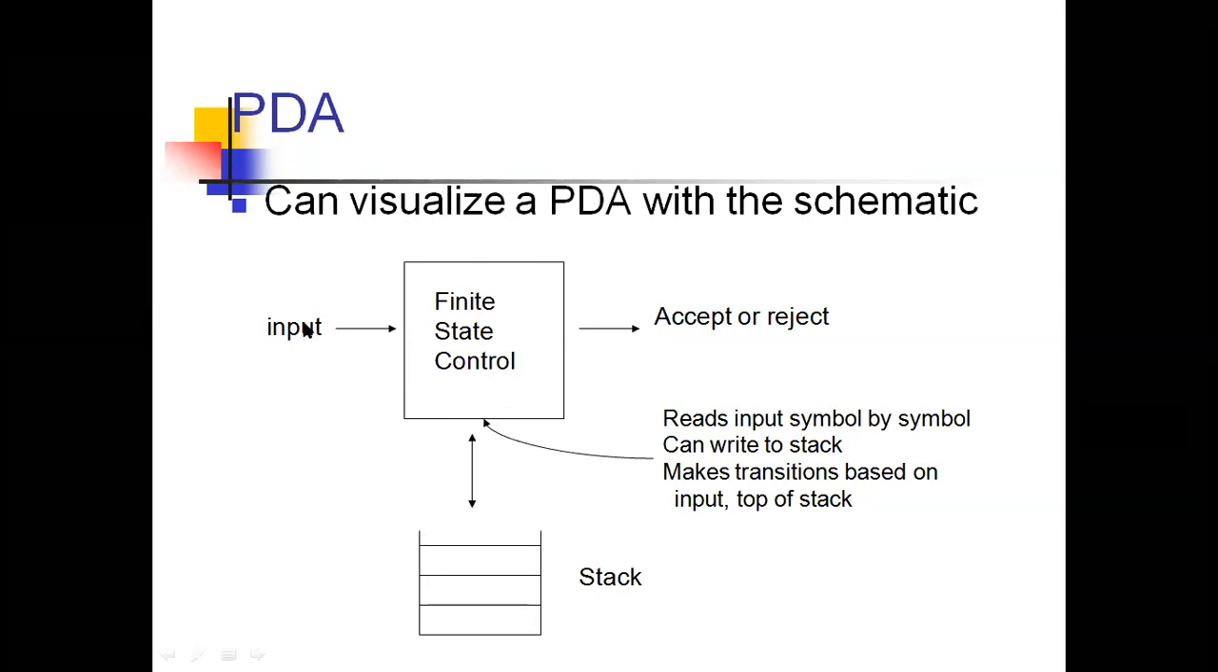Right. This is a PDA visualization with the schematic. This is the input, this is the finite state control, and this is the stack, and here we're showing whether it is an accept or reject. With the finite state control, we're reading the input symbol by symbol, and we can also write to the stack, and we make transitions based on the input. And finally, the transitions can be done based on the operation of the stack, last in first out. That means the top of the stack is always where we insert, right? So this is the visualization of a PDA with the schematic.